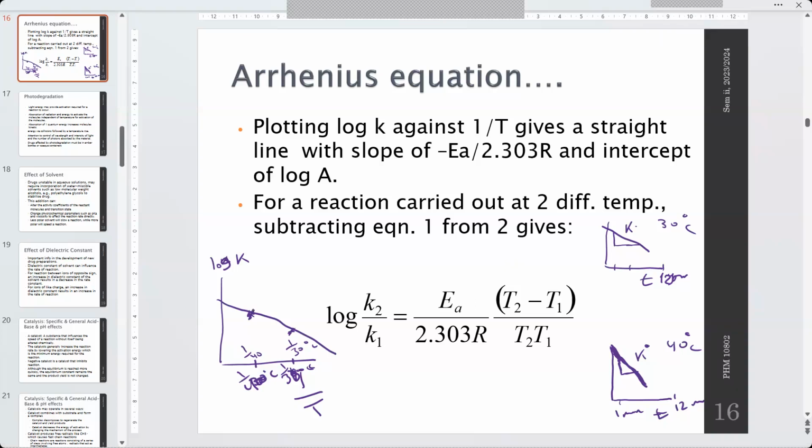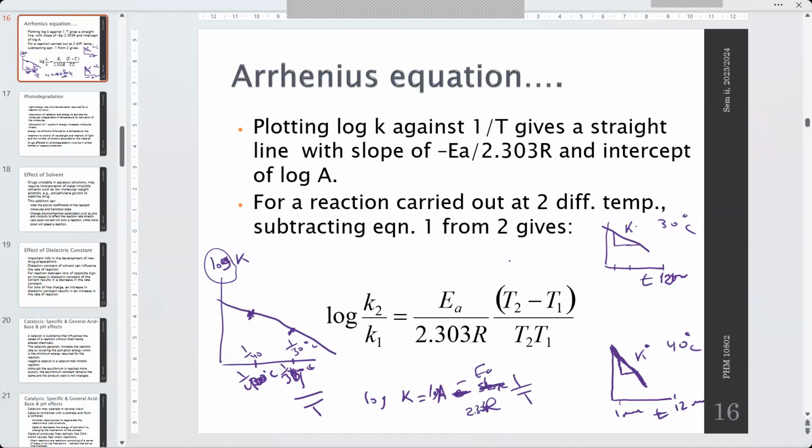This line. The equation for this one is log K, this is Y, log K is Y, equal to the intercept, log A, and then minus, because here it is decreasing, so the slope is minus, the slope times x, 1 over T. And the slope is equal to EA divided by R multiplied by 2.303 because we use the log here.